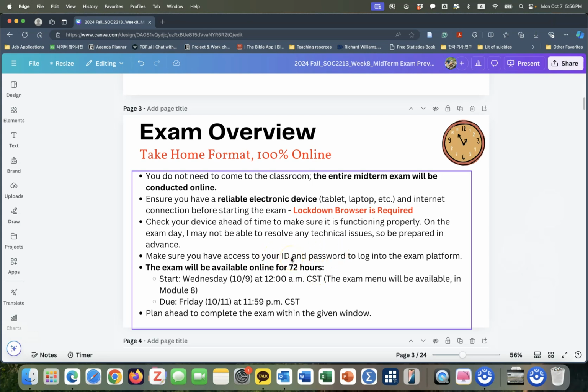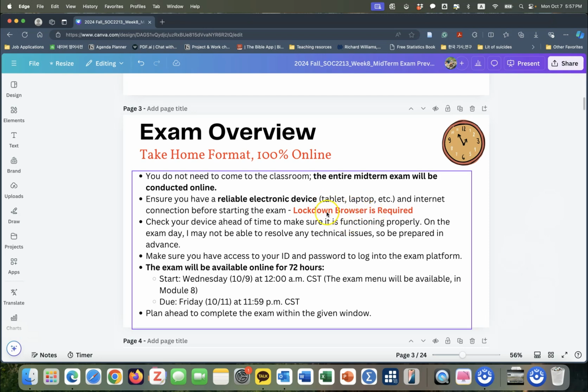Make sure to have your valid ID. I mean, not your personal ID, but your university ID to log on, and your password. If your student ID or portal ID is about to expire, please make sure to renew it, because if you have any technical issues with your ID or an expired password, it's less likely that we can give you on-time assistance. So please make sure your internet connection, your ID, your password and your device are all ready, so that we can prevent any interruptions during the exam.